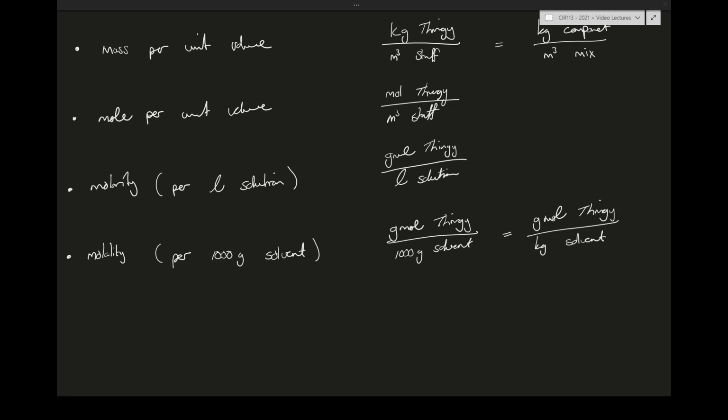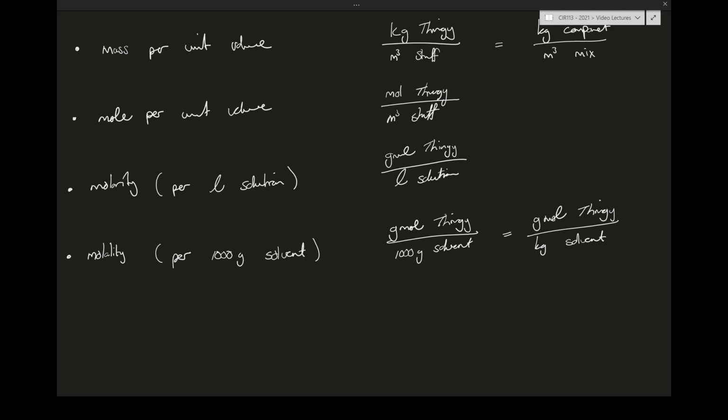Now you can see from these first four concentrations that all of them are some sort of quantity, whether we're talking grams, kilograms, kilomoles, or gram moles, over some sort of volume: cubic meters, liters, or 1000 grams or 1 kilogram of solvent. So these are the classic concentrations we refer to, where we have some sort of quantity in some sort of volume. Now, the volume can be the total volume, or the volume of the solution, or the mass of the solvent, or the volume of the solvent. Please take note of this and take care regarding these.